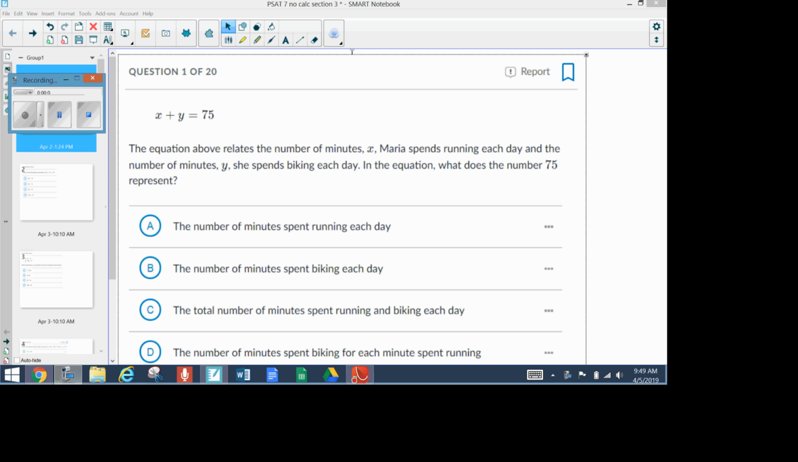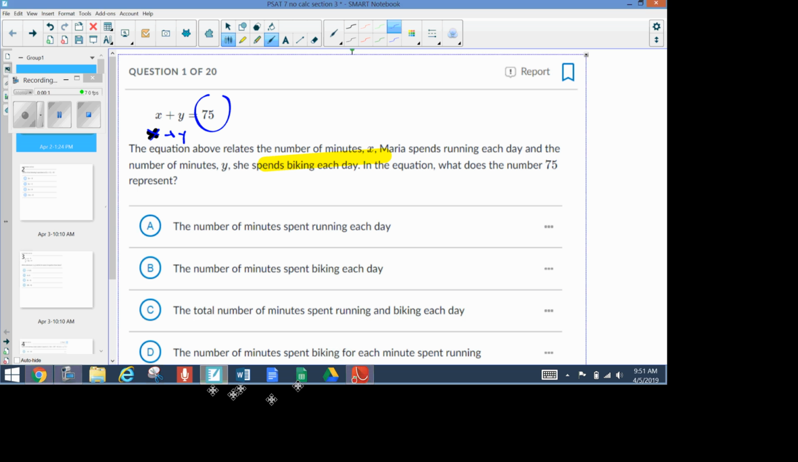Y is equal to 75. The number 75 represents something total, right? We're adding two things. When we look at the answer choices, which one is saying total? There's only one where the word total is here: total of number of minutes spent running and biking each day.